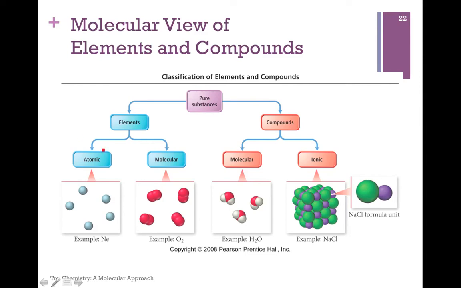Okay, so let's go to the left first. Here's elements. Your elements, that's on your periodic table of elements. If it's found on the periodic table, it's an element. You can have an atomic element, meaning it's made up of one atom. You see neon, there's only one neon, versus an element that's molecular, which is made up of one or more of the same atom. So for example, O2. Do you see there's two oxygens there? But they're both oxygen. There's not a mixture of different elements. It's just one element, but there's more than one.